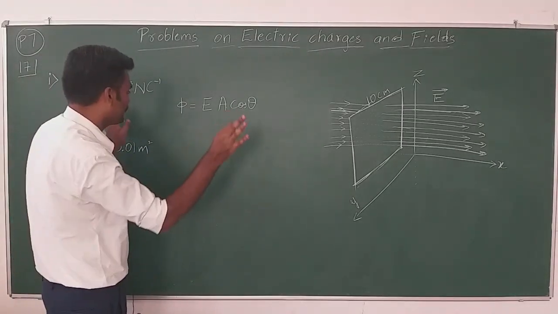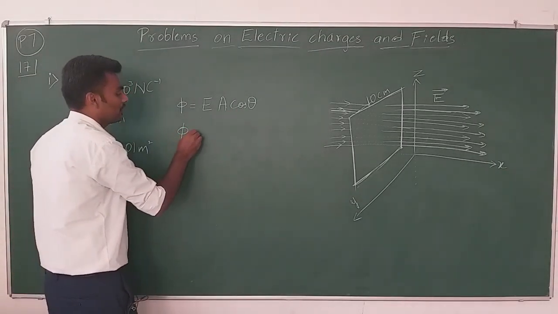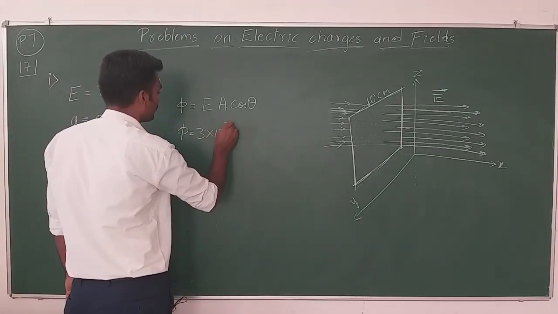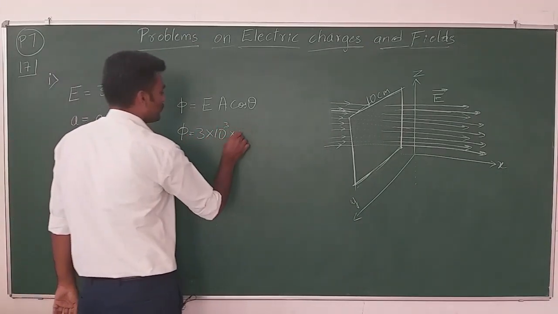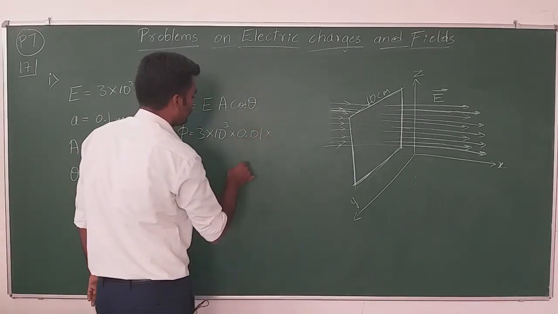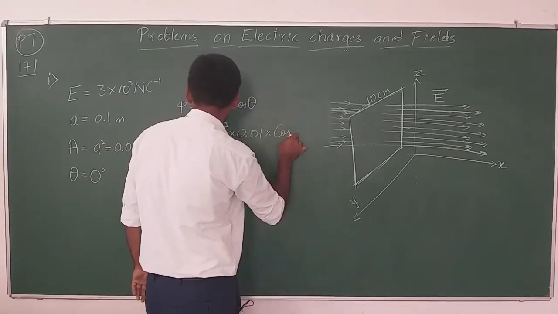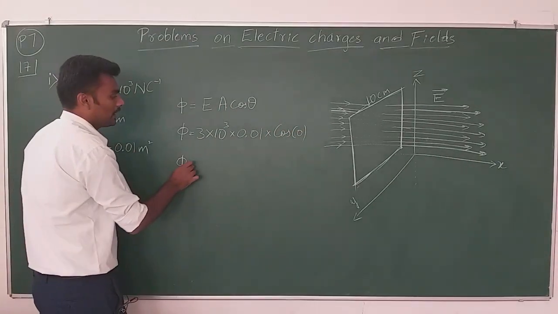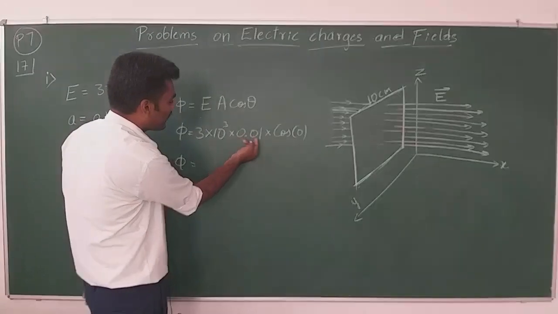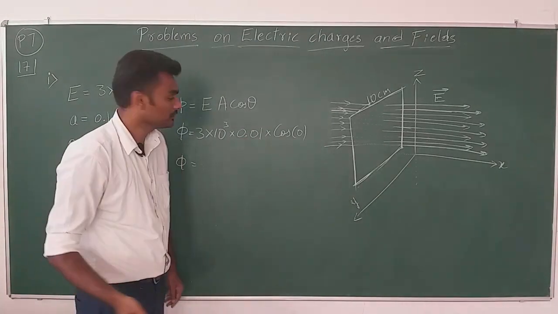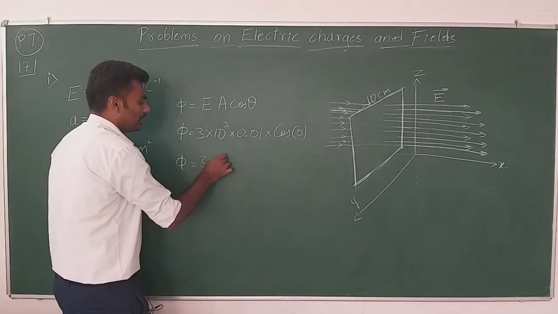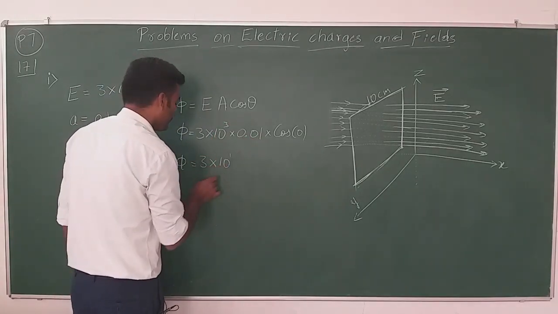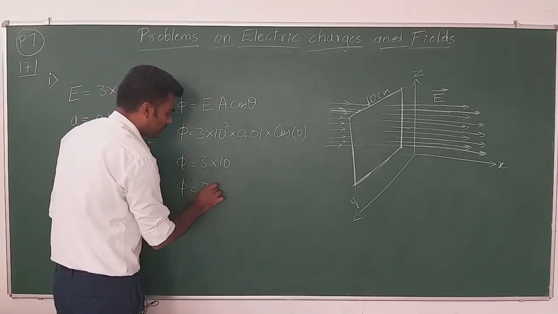Simplify all these things, that's it. You have the value of flux. Phi is equal to 3 into 10 to the power of 3 into 0.01 into cos 0. Cos 0 is 1. So 0.01 can be written as 10 to the power of minus 2. So it's 3 into 10 to the power of 3 minus 2, plus 1 remains. So phi is equal to 30.